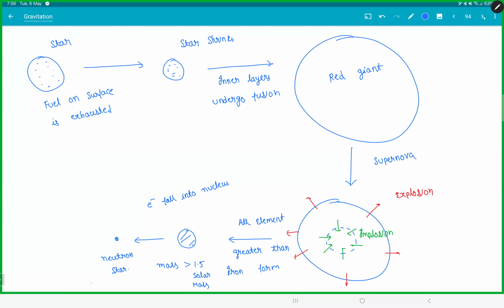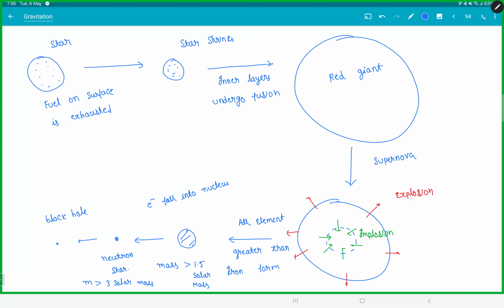But let's say the mass is not 1.5, but the mass is greater than 3 times solar mass. The collapse won't stop. The gravity is so strong, it won't stop at the neutron star. It will still further collapse into itself, and you get a singularity, a black hole. And at that point, the entire science, physics, whatever we learned, everything breaks down. We don't know what happens after that. Stories end there. People do say black holes also eventually evaporate and vanish, but we really don't have much knowledge about this.